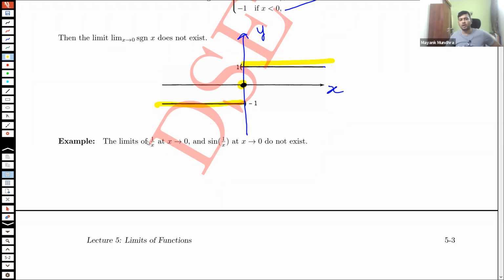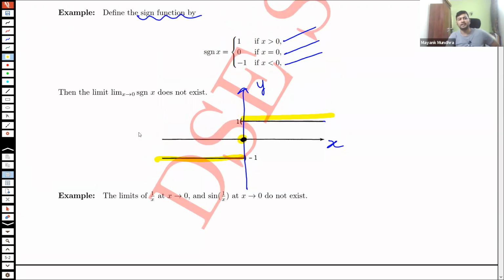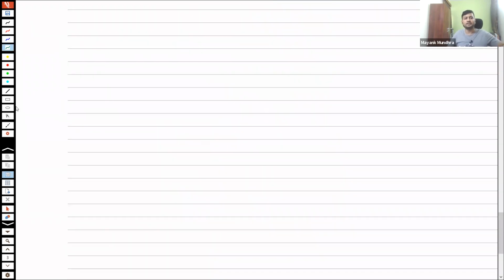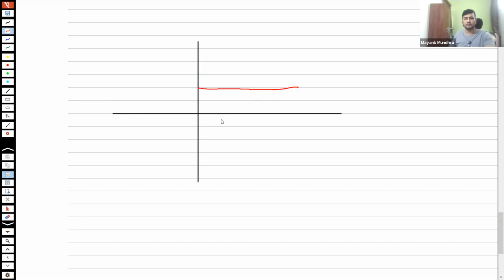All right. So the limit x tending to 0 signum x does not exist. Okay, so limit x tending to 0 signum x does not exist. Why does it not exist? Because this is my signum function, right? So I'm interested in finding limit x tending to 0 signum of x.